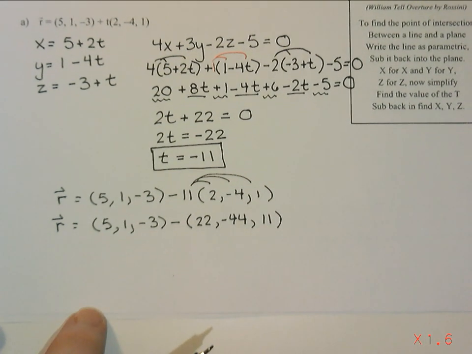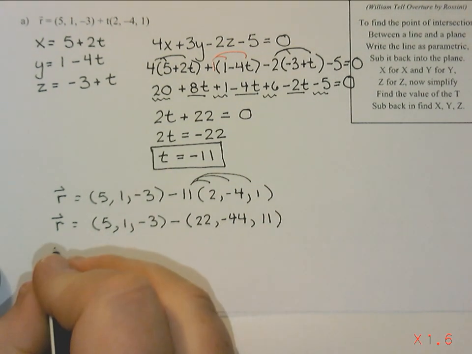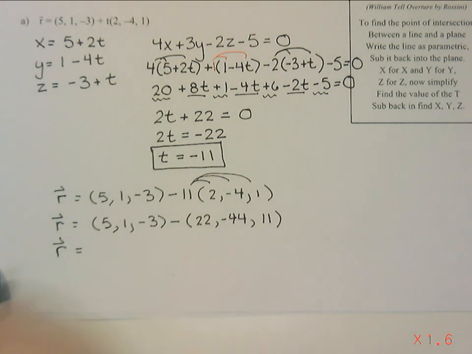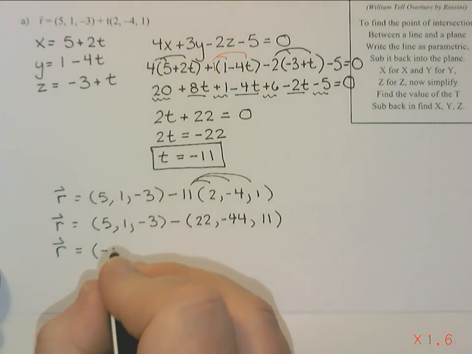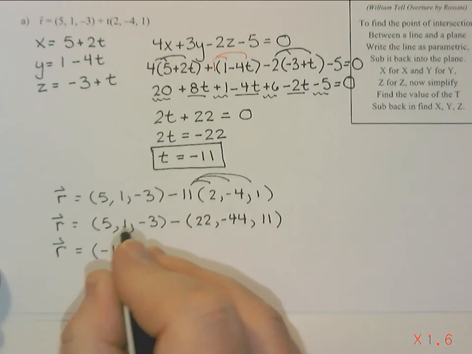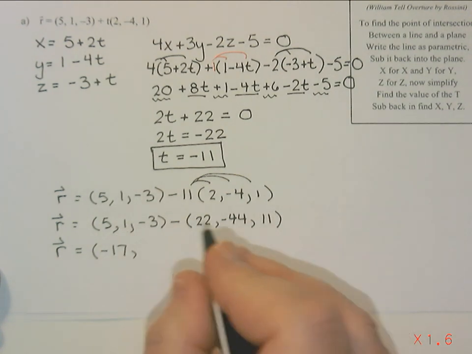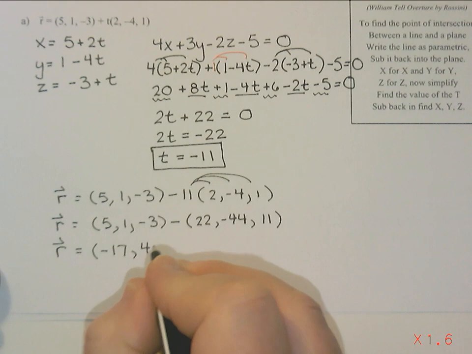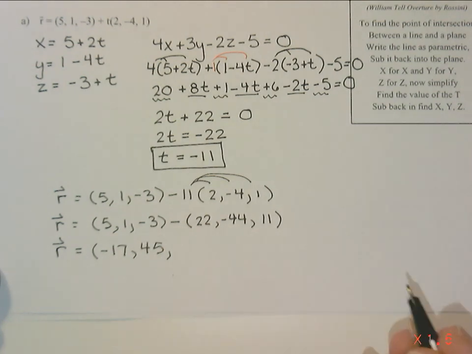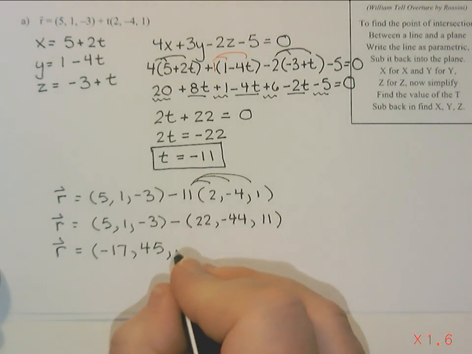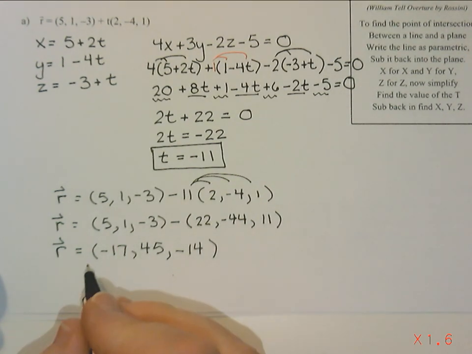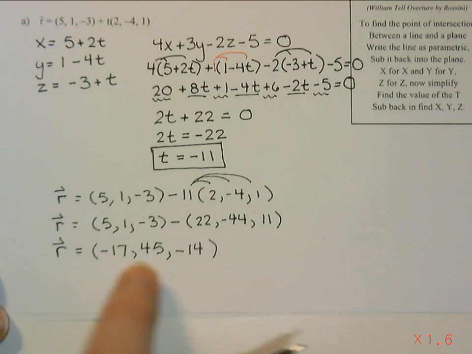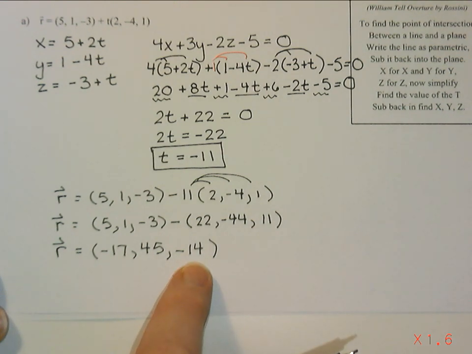And then from there, I'm going to subtract. So 5 take away 22 is negative 17. 1 take away negative 44, I'm actually going to add 44 to get 45. And then negative 3 take away 11 is going to give me negative 14. So the fact that I got a point tells me that my line and my plane intersect at the point negative 17, 45, and negative 14.